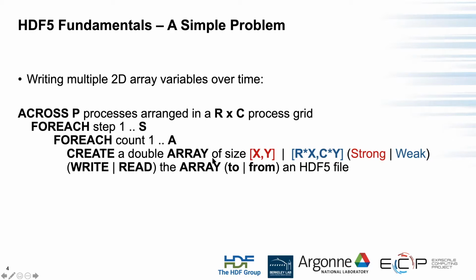And we can do two sizes of those arrays. We can do a fixed X, Y size, so that's strong scaling as we scale up the number of processes, or we can have the size of them scale up with the number of processes that we have, and that would be weak scaling. Once we have determined the size of those arrays, we can either write the arrays or read the arrays back to or from the HDF5 file. So a very simple problem of just writing multiple 2D arrays.